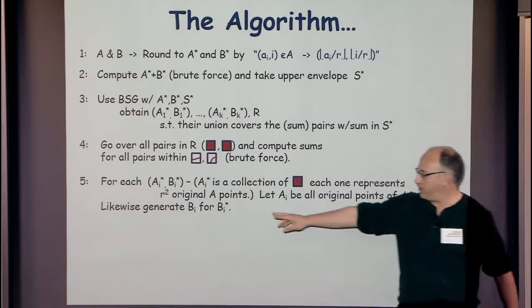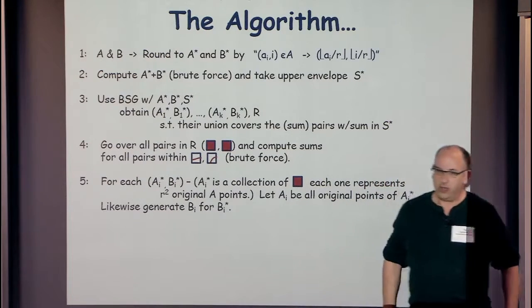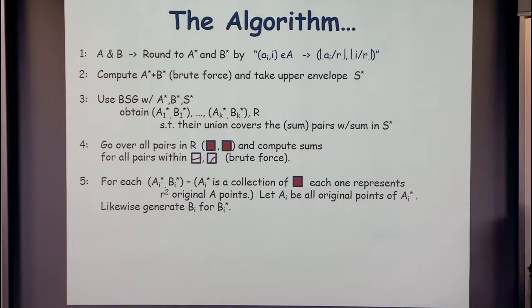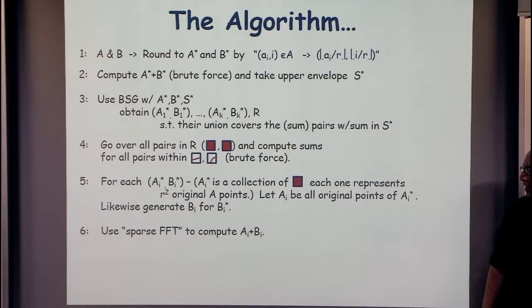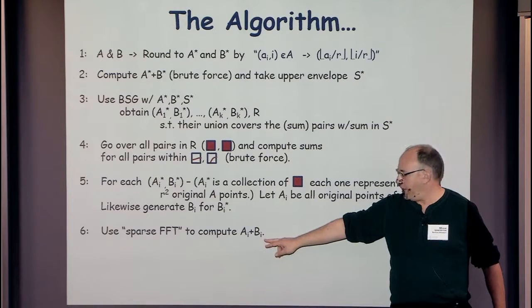And we do the same thing for B_I. So we define B_I for B_I star. They come from some set of original points, and we define these two sets. And now, since we know who A_I and B_I are, we use this sparse FFT to compute A_I plus B_I.